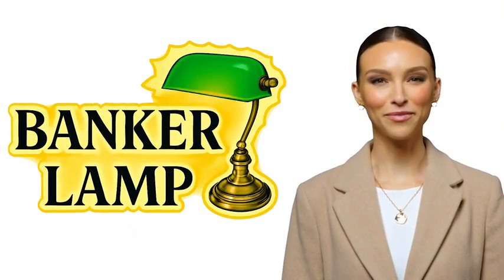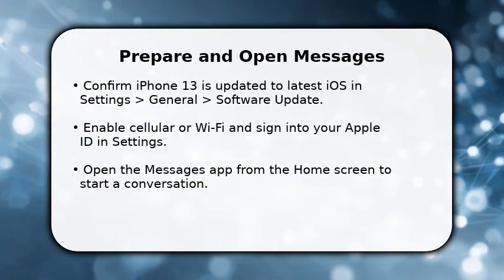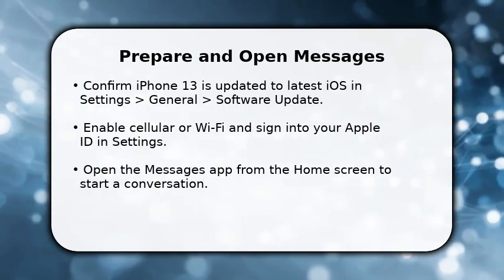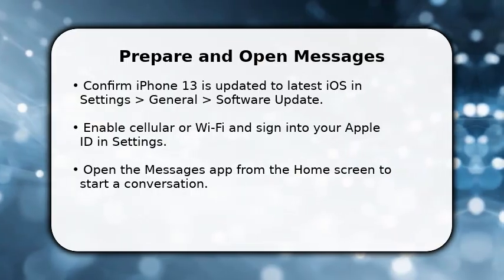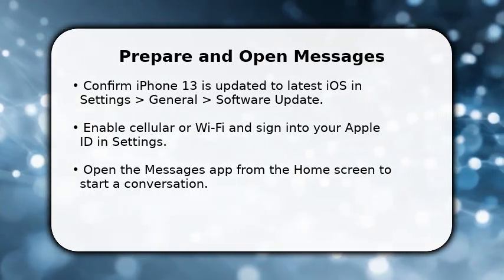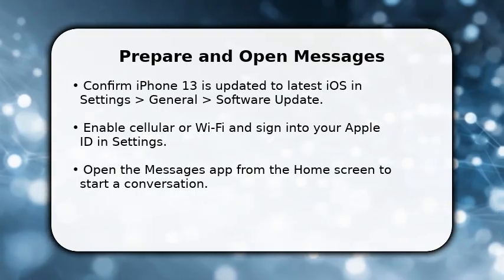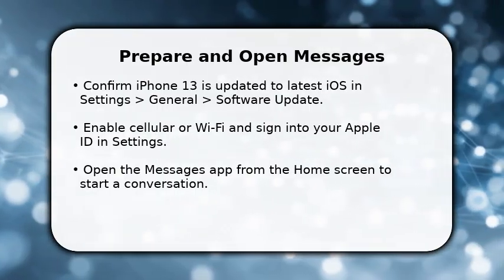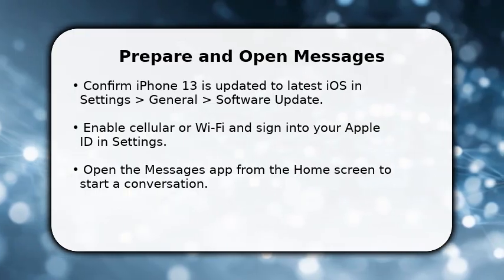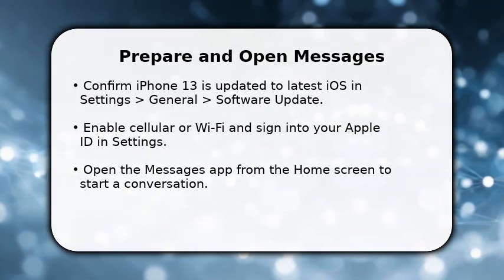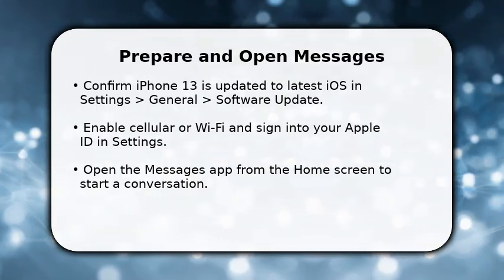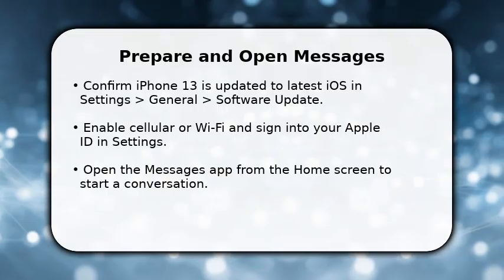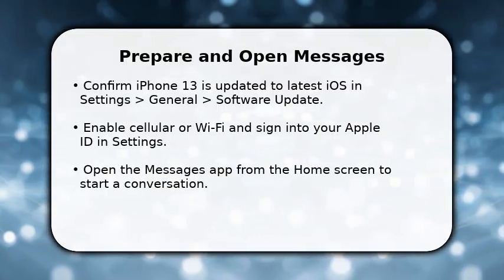Please enjoy the video. You start by making sure your iPhone 13 has a network and your Apple ID is signed in. That lets iMessage register. Once done, open Messages from the home screen and tap the Compose icon in the top right to create a new thread. Make sure the recipient's phone or Apple ID is saved in Contacts so Messages can detect iMessage. If it shows blue, it's iMessage. Green means SMS. Tap the recipient and you're ready to type your first message.